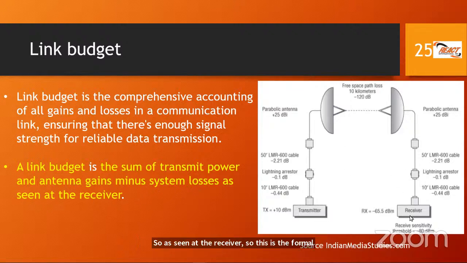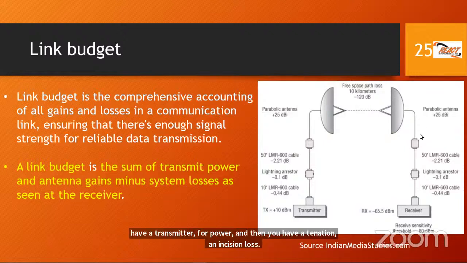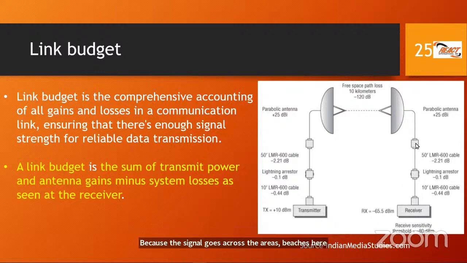And just a little graphic here to show transmitter, receiver, antennas, and so on. You see the gains, you see the losses, all right? So you have a transmitter output power, and then you have attenuation or insertion loss, because the signal goes across the airwaves, reaches here, and it gets to the receiver, and it needs to be at a certain signal for reliable communication. So we need to know what our link budget is.